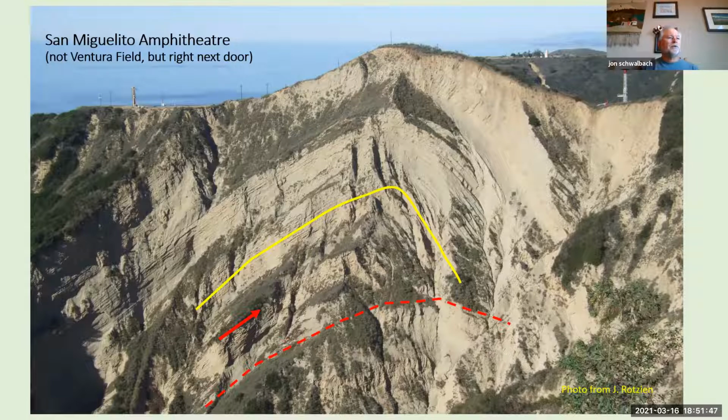It's next door to the Ventura Field, but it does show a few key elements. One is this really thick package of sediments, clastic sediments at the surface, and then it also shows the structural style that we see in the subsurface.